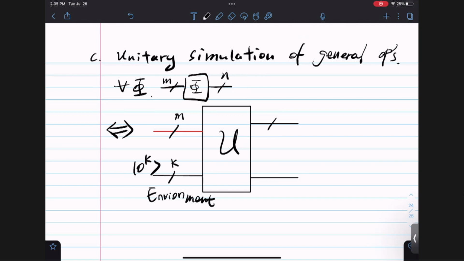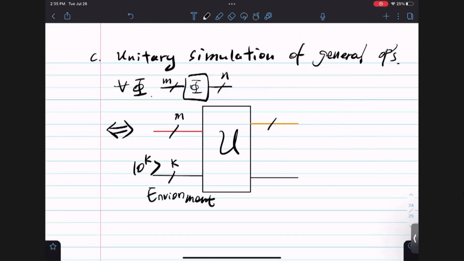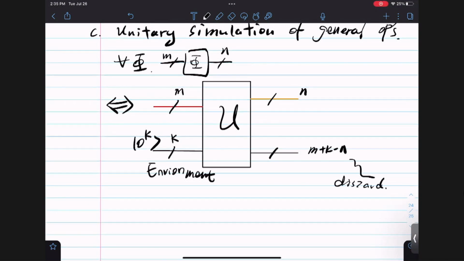On the top, that will be the n output qubits that I would love to have. And then there are m plus k minus n qubits, which we can just discard. So what it's saying is, for any quantum channel, we can cook up a unitary on a larger system, and it produces the same output as before for any input density.